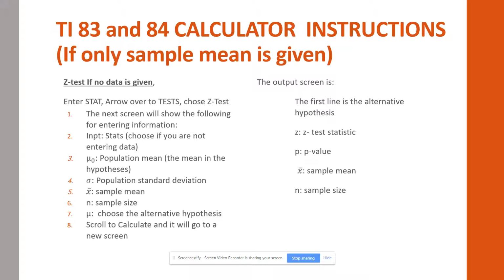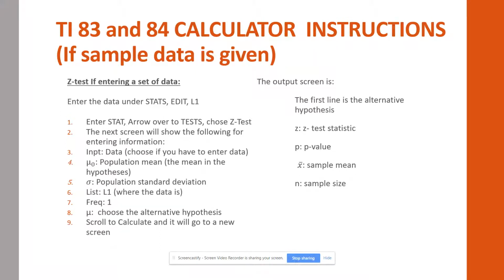The output screen is going to give you, the first line is the alternative hypotheses, so that's another way to check yourself. The Z is the z-test statistic, the P is the p-value, the x bar is the sample mean, and n is the sample size.